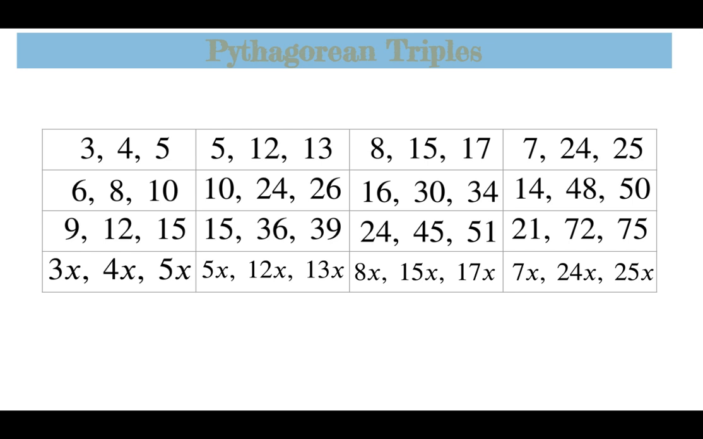Again, if we multiply those by any value for x, we would still have that triple. There are many more triples than just these 4. These are the 4 most commonly seen. And if you see and recognize any of these, you can easily find that missing side length by recognizing that triple.